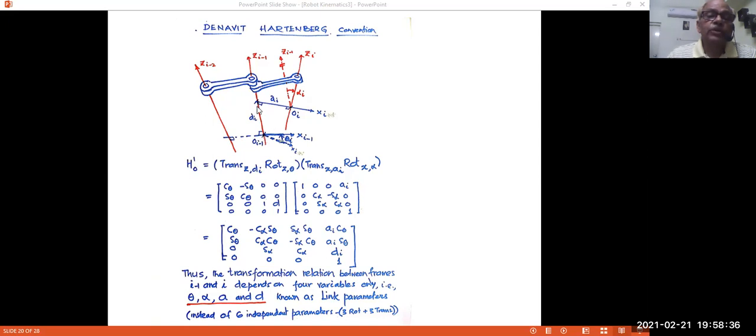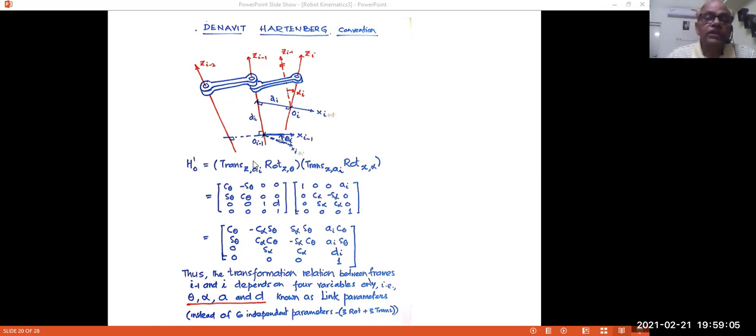It will travel to this point along zi minus 1. It will turn around by an angle theta i about zi minus 1 and will travel a distance di along zi minus 1. Well, these two we have seen in the earlier lesson. The two basic homogeneous rotations and translations can be clubbed into one homogeneous transformation matrix.